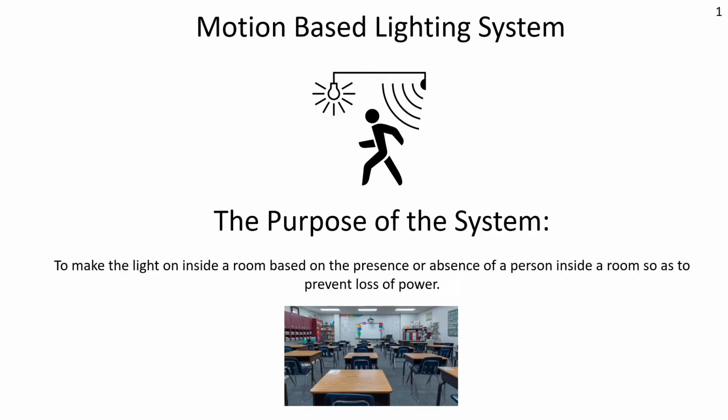Hello everyone, now I'm going to explain the motion based lighting system of our project. So what is the purpose behind this system? It is basically to switch on the light inside a room whenever there's a person moving inside the room, and this is important because it prevents the loss of power. How many times have you seen the scenario where the lights are turned on inside a classroom where nobody is present? This wastes a lot of power. So in order to prevent this from happening, we can use the system.